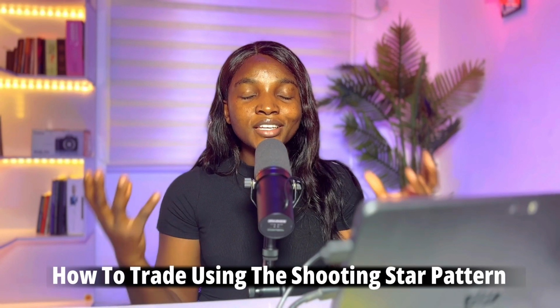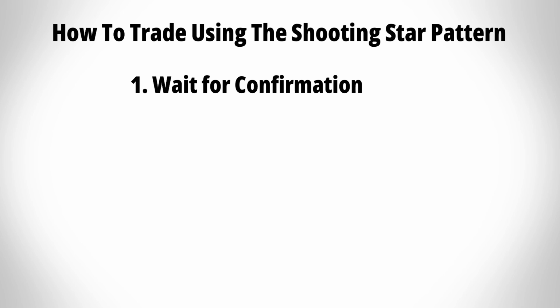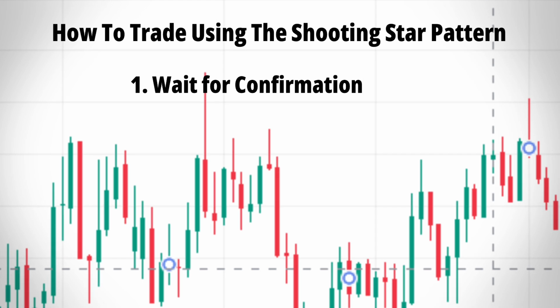How do you trade the shooting star candlestick pattern? First, you want to wait for confirmation. Do not trade based solely on the formation of a shooting star candlestick at the top of an uptrend. Wait to see the next candlestick that forms. If the next candlestick that forms is a bearish momentum candlestick, then you've confirmed that there is a bearish market sentiment and prices are likely to go down, and then you can now open a sell trade.